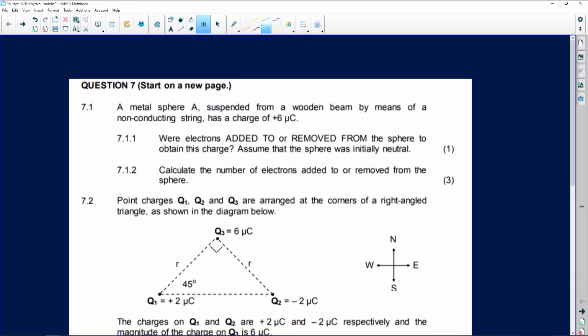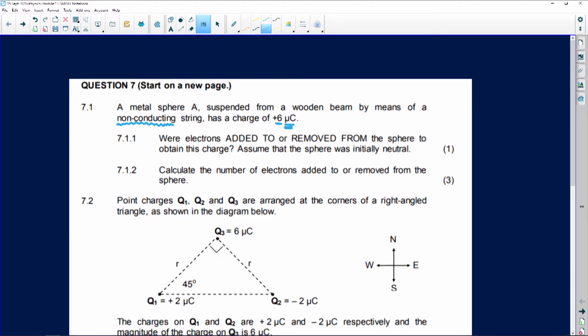So the first question says a metal sphere, which is A, is suspended on a wooden beam by means of a non-conducting wire. Remember, when we talk about non-conductors, they do not conduct electricity, and that is a string, and it has a charge of +6 μC.